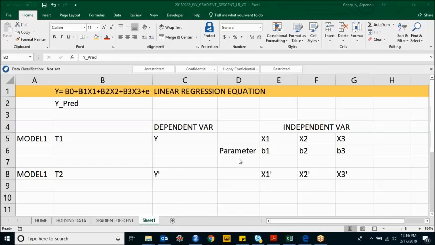Online guys, what about you? Make sense? Should I proceed? Nitish, if you can just mute yourself.